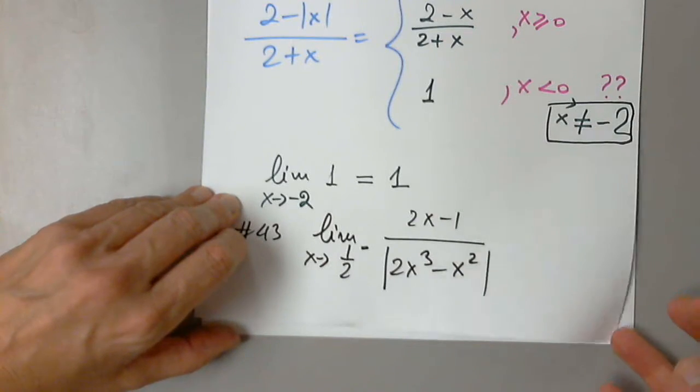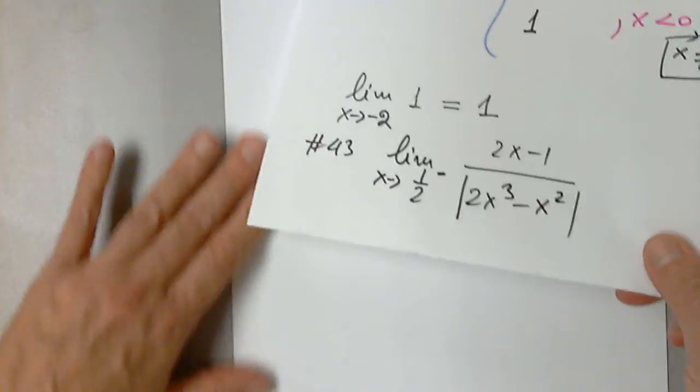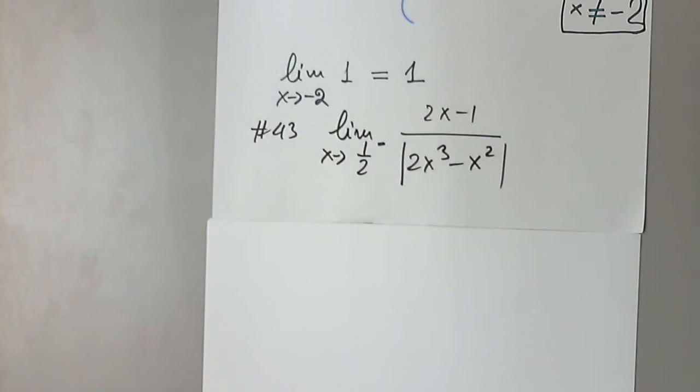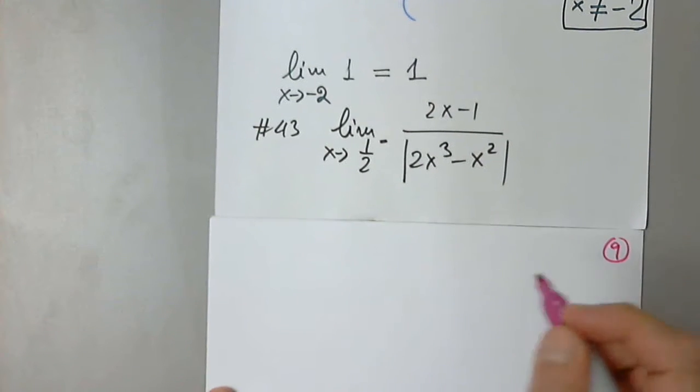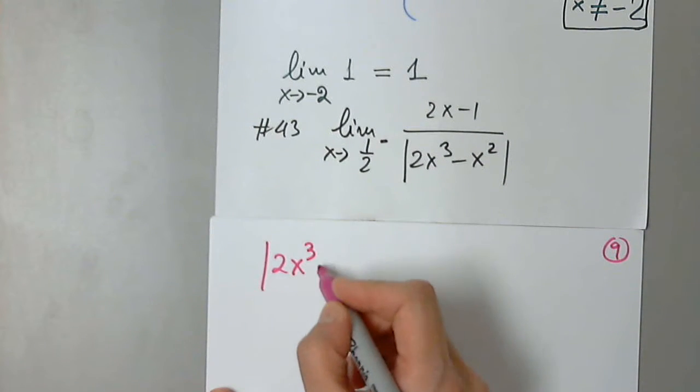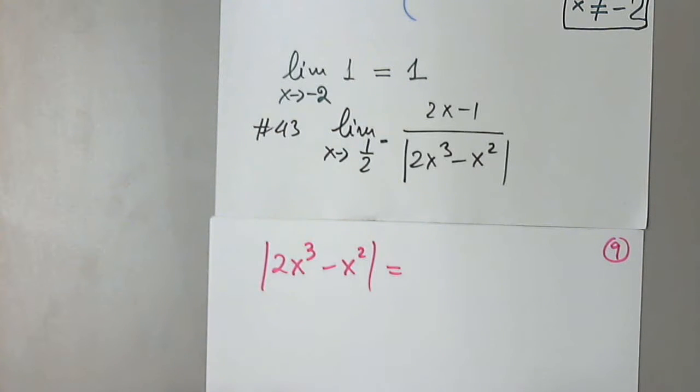Absolute value, and we have to start with the absolute value. So let's start with the absolute value. 2x cubed minus x squared. Do not write the two options just yet. Let's talk about it.